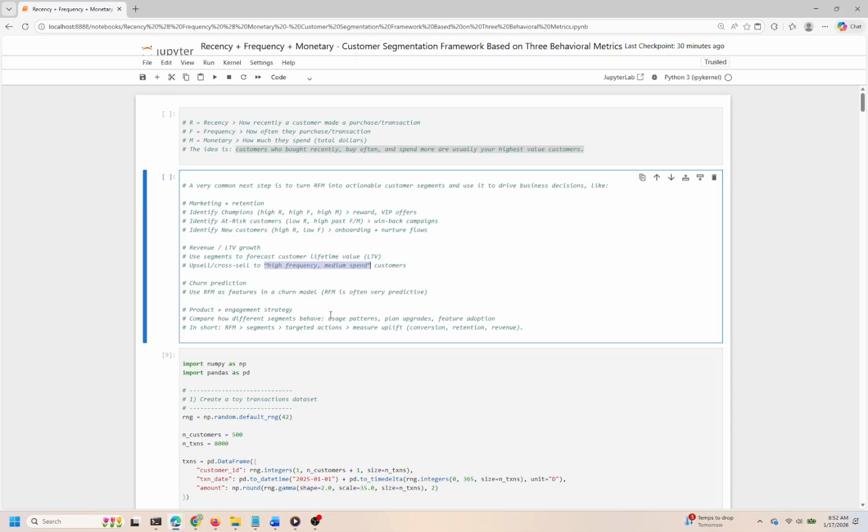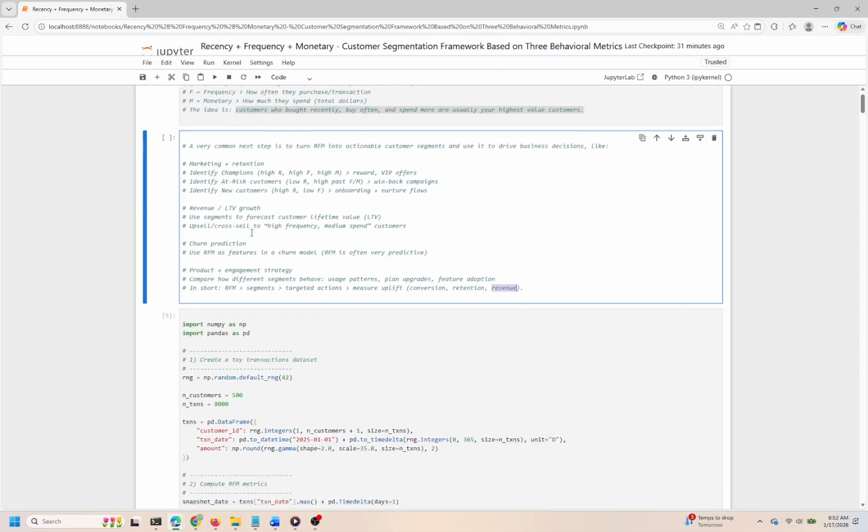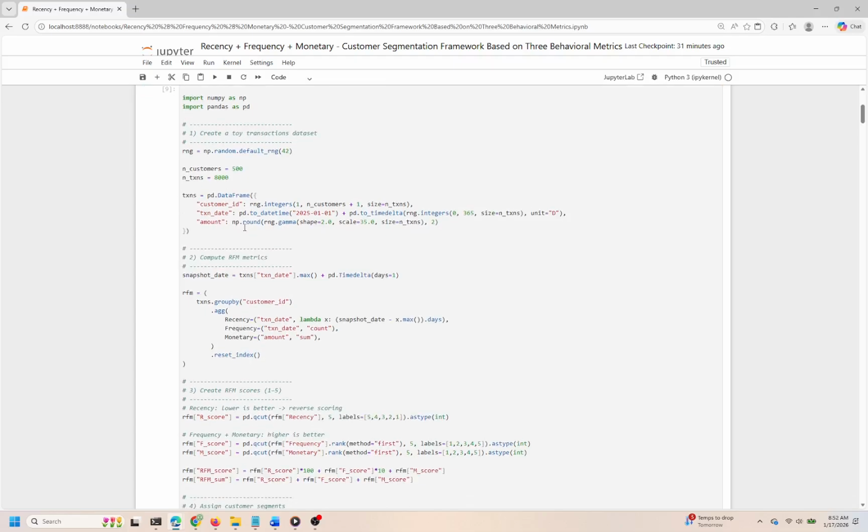We should also consider positioning RFM as a feature in churn prediction models, as historical data shows it to be quite predictive. Different segments often exhibit distinct behaviors, influencing product engagement strategies, such as how frequently they upgrade plans or adopt new features. In essence, the flow from RFM to actionable segments allows businesses to implement targeted actions that are measurable, increasing conversion rates, improving customer retention, and enhancing overall revenue. Looking ahead, the next cell will likely delve deeper into how these segments can be operationalized, exploring specific examples of targeted campaigns that have proven impactful.